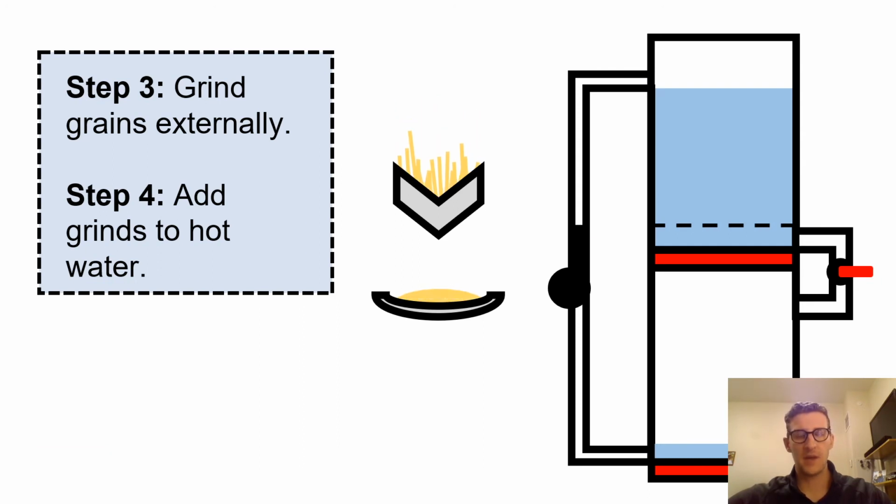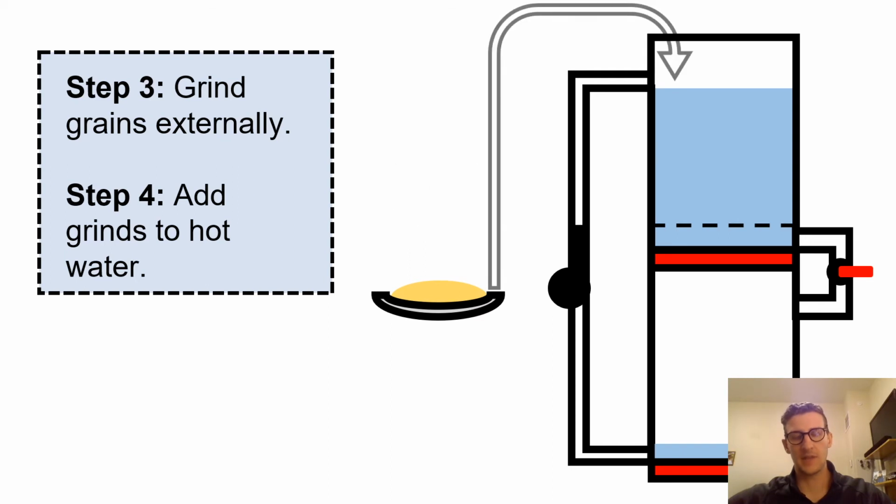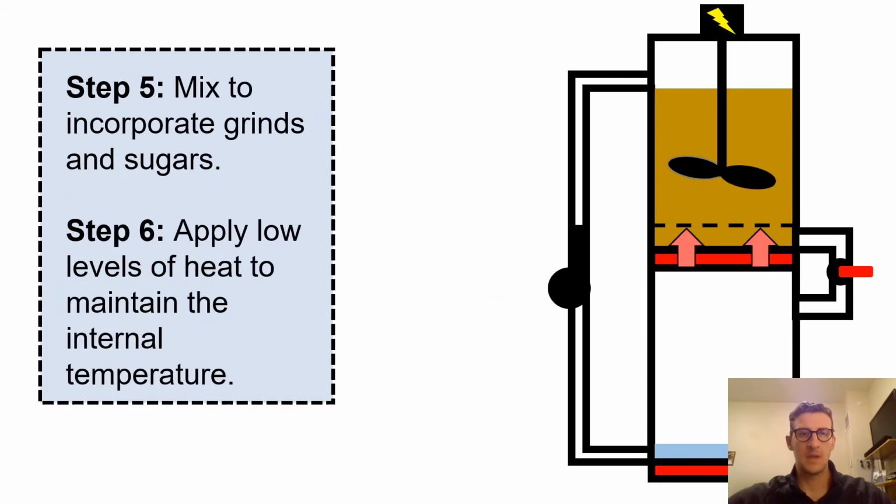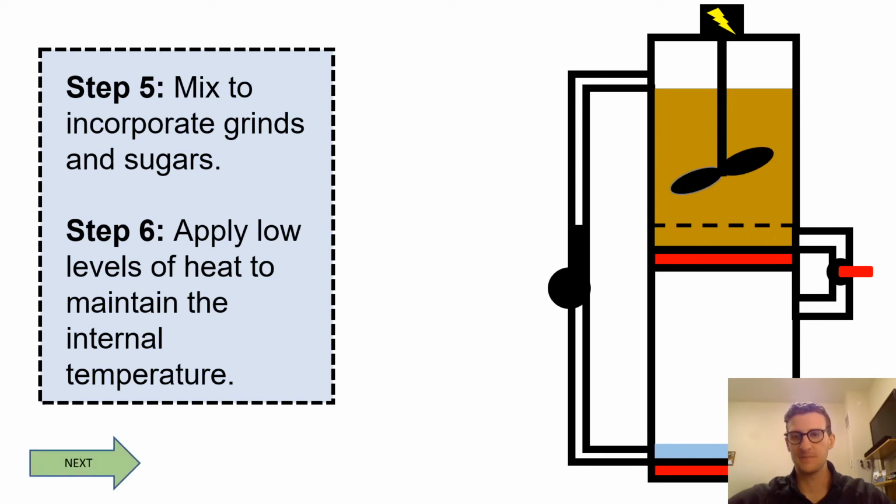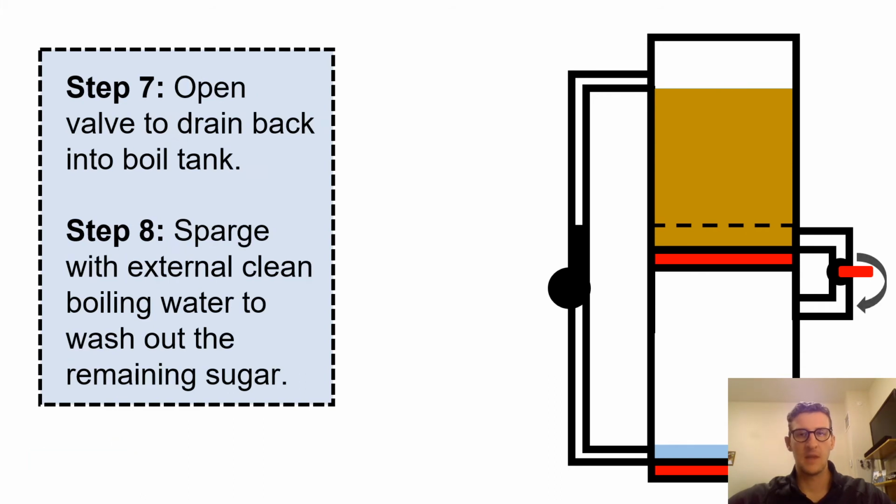The grains are now ground externally, and then these grinds will be added to the hot water as shown by this color change. And then the top tank will be heated with a lower level of heat than was used for boiling while it is being mixed to incorporate sugar.